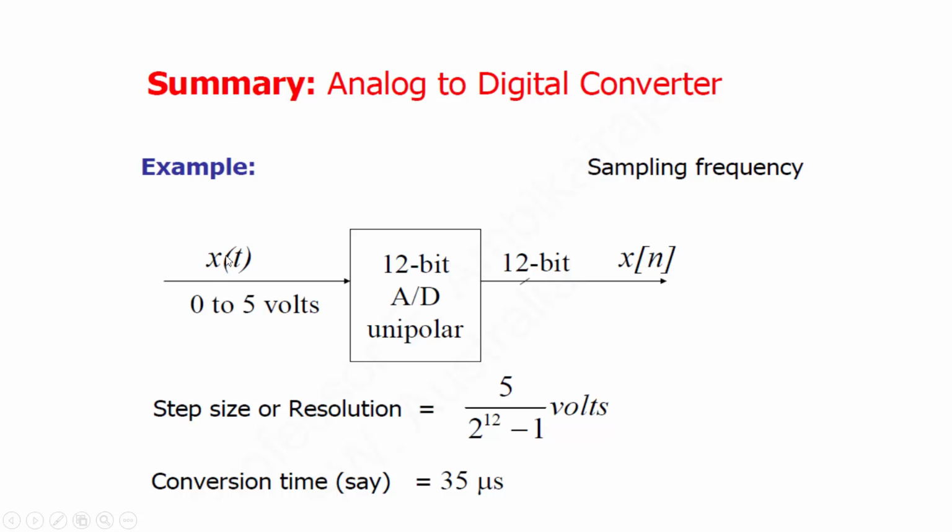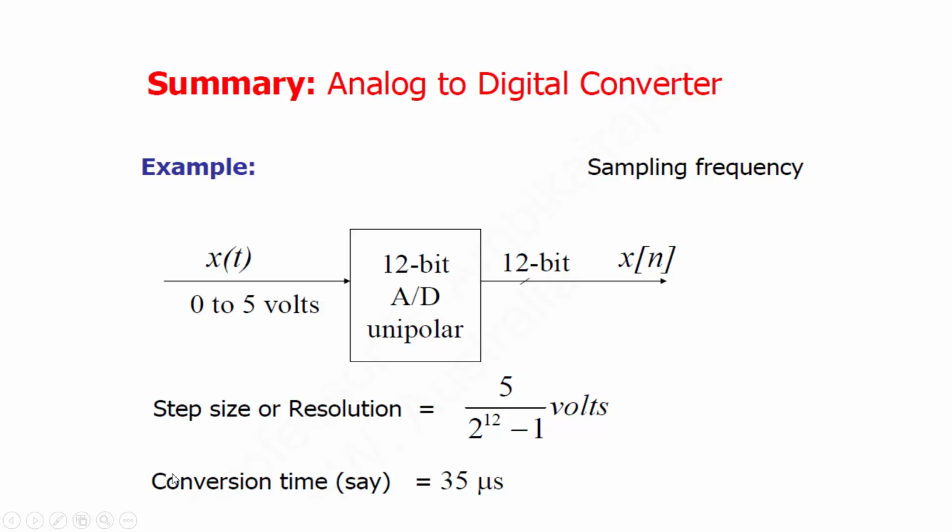Now, an analog signal in the continuous domain is represented as x(t), and in the discrete domain it is represented as x(n). I will explain once we start the theoretical concepts of DSP, and it will be clear what is x(n) and what is x(t). Now for this particular example, what is the step size? Because the range is from 0 to 5 volts, 5 volts divided by, since it is a 12-bit A to D converter, 2 to the power 12 minus 1. That will be the step size or the resolution of the analog to digital converter.